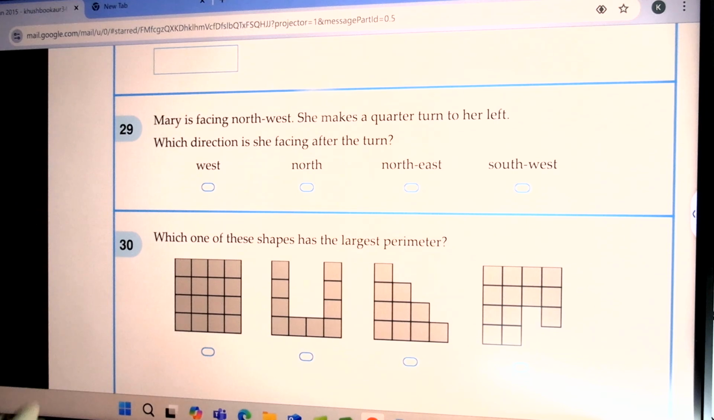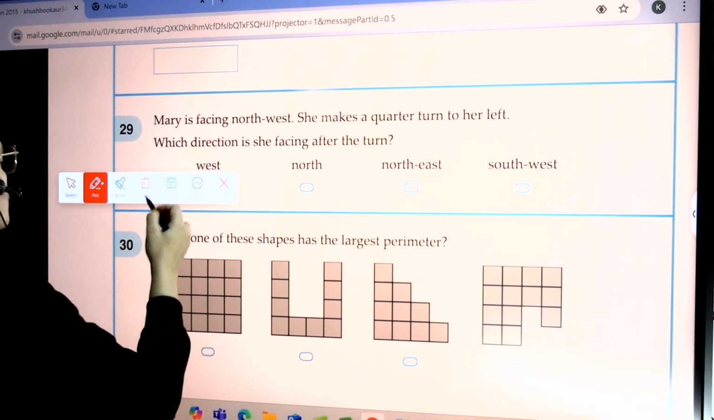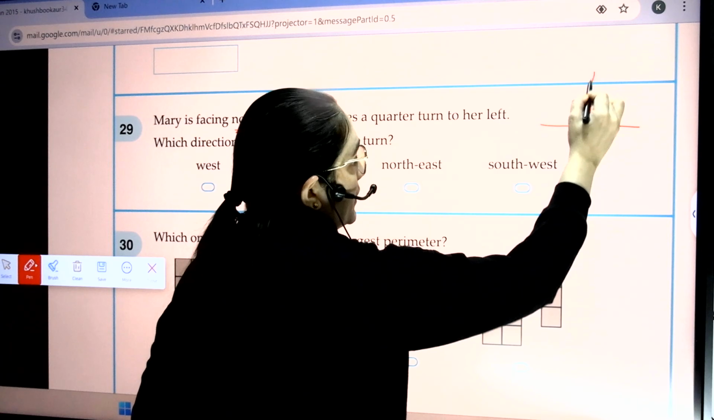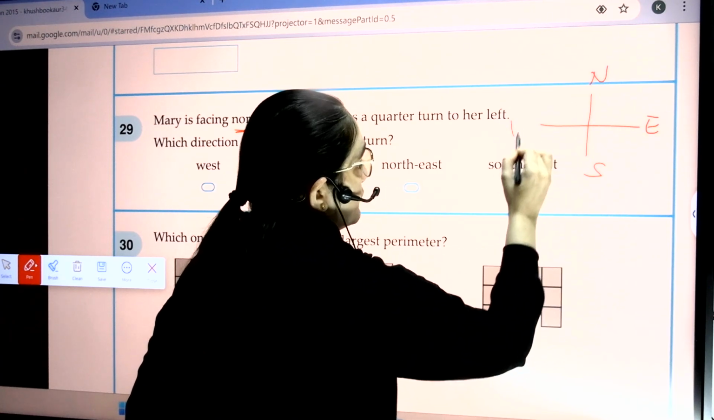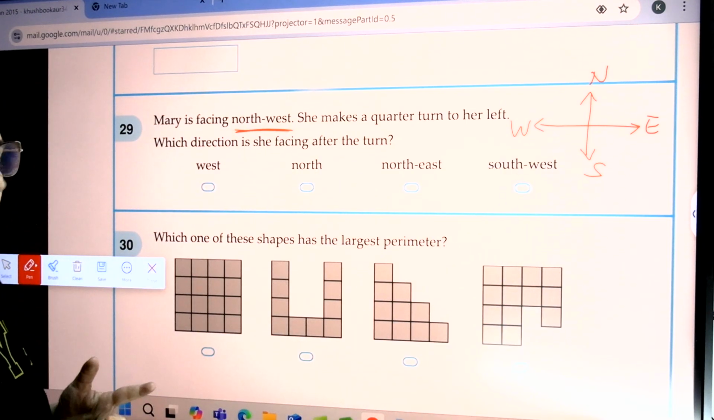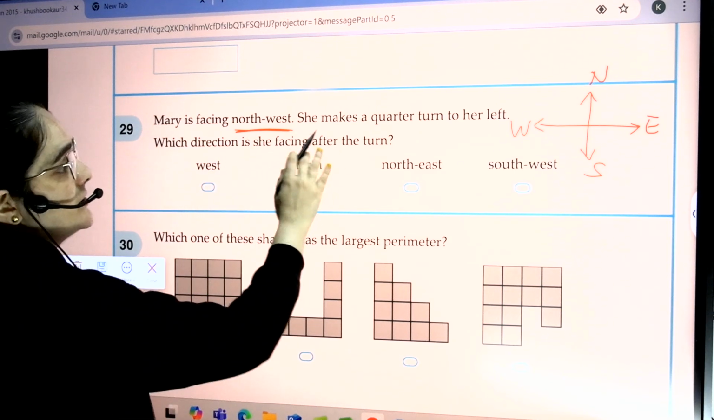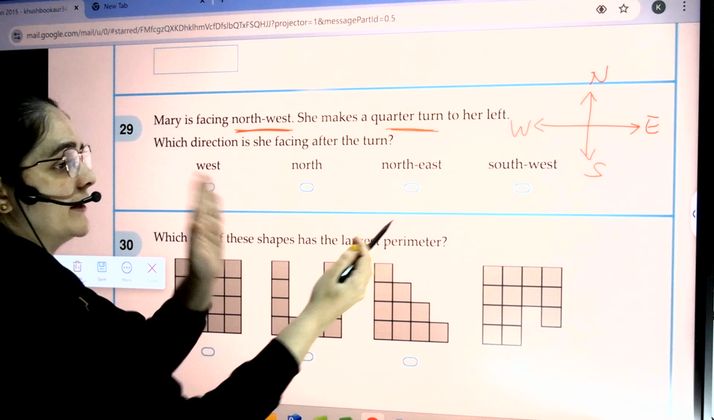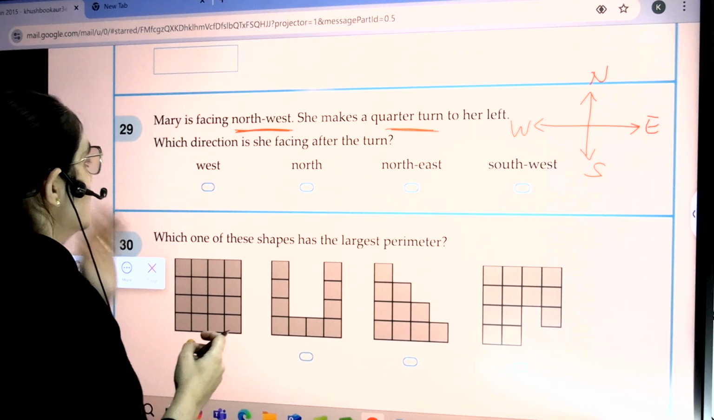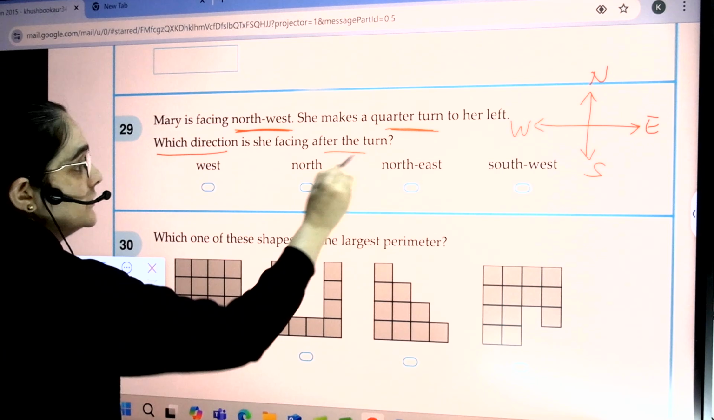Mary is facing northwest. So this question is about direction. So we should be drawing direction for help. So northwest. Then you can draw never eat soggy waffles direction on the paper, or on a piece of paper or somewhere. So Mary is facing northwest. She makes a quarter turn to her left. Okay, this is my left hand, so she will be moving a quarter turn to her left. In which direction? So which direction is she facing after the turn?